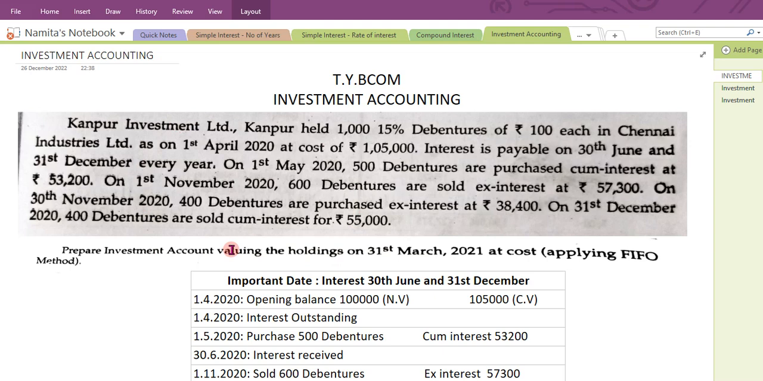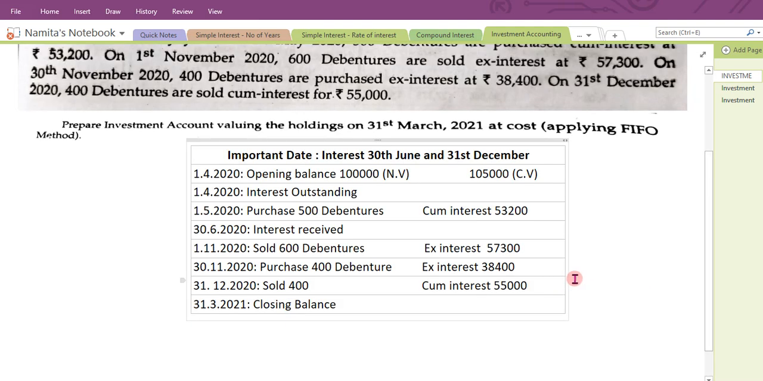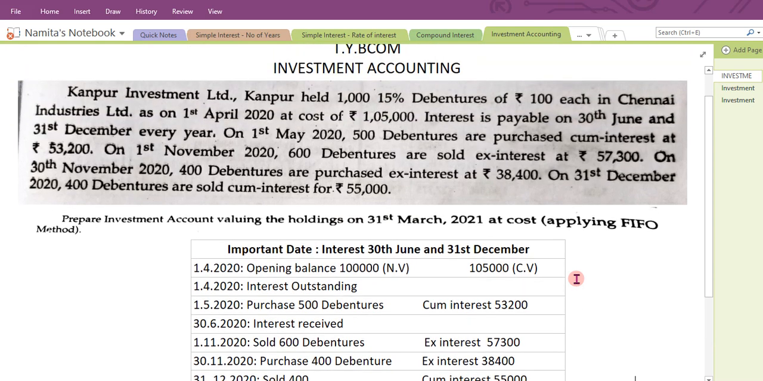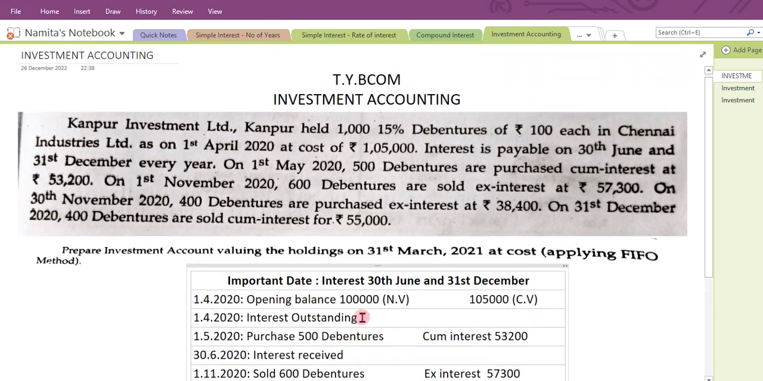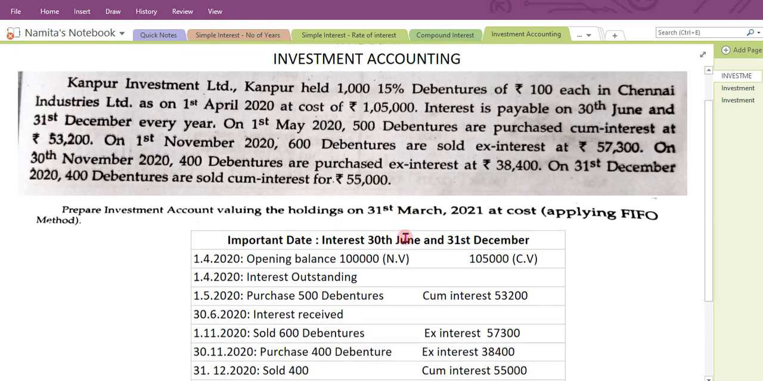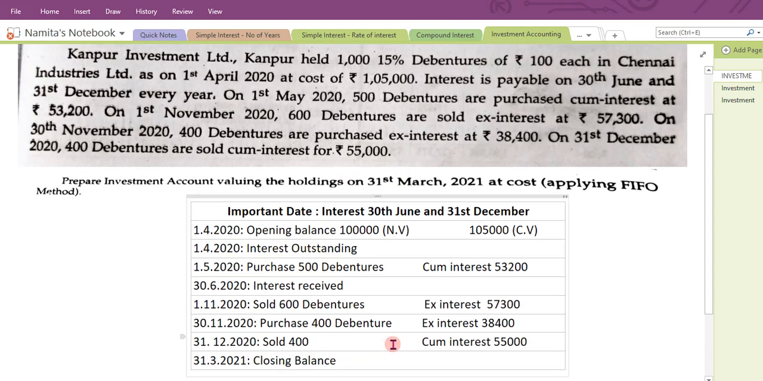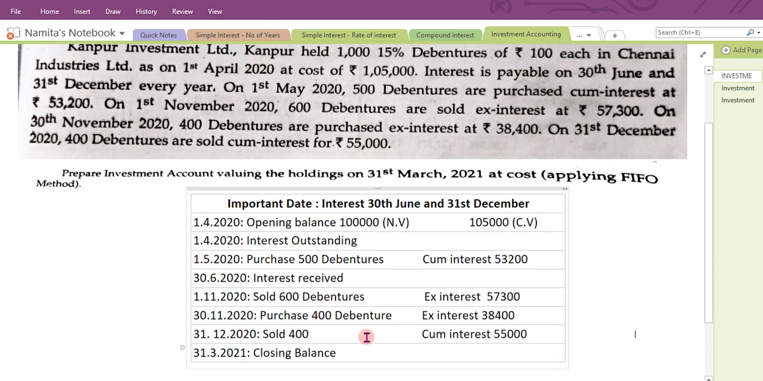Now next, while preparing investment accounting, this investment is done in debentures. There are three simple steps, students, you need to follow while preparing investment accounting. First, read the question. After reading the question, take out the important points. Important points means what? Important dates, like on which date the interest is paid, on which date the debentures are purchased, or on which date the debentures are sold. Write down in chart form.